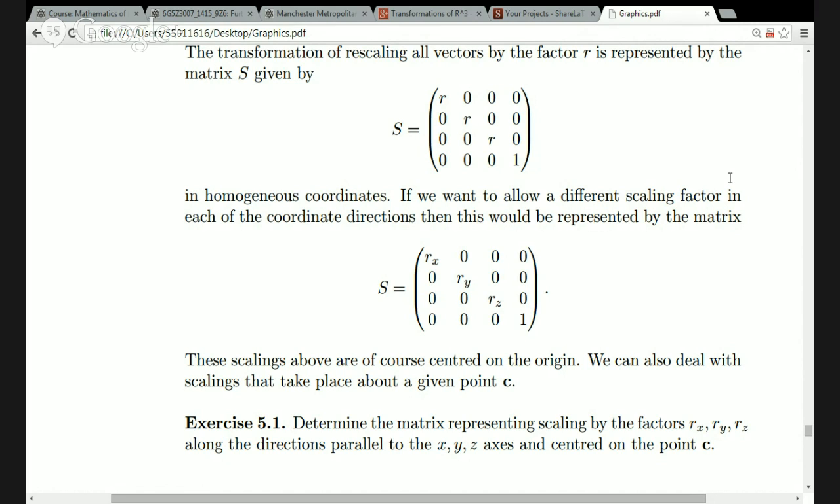So overall, the composite scaling in the question is represented by the matrix that's going to be the product of these. But when you're writing down these composition matrices, always be careful that you put them down in the right order. It's this which is applied first, then S, and then T inverse. So it's going to be T inverse S T.